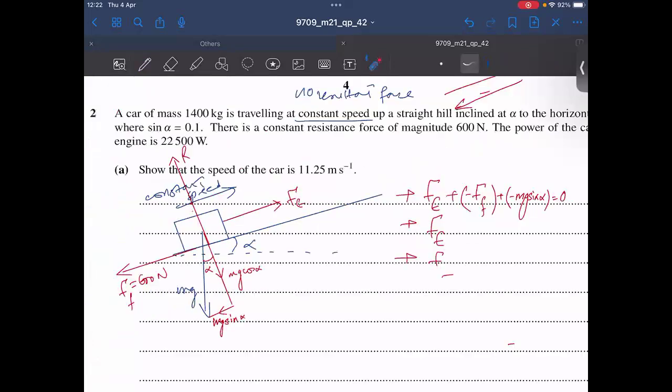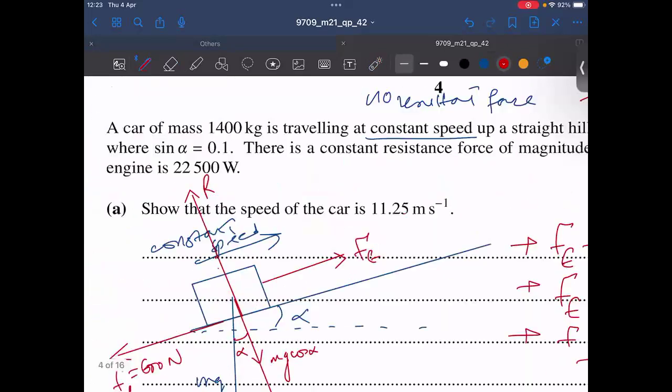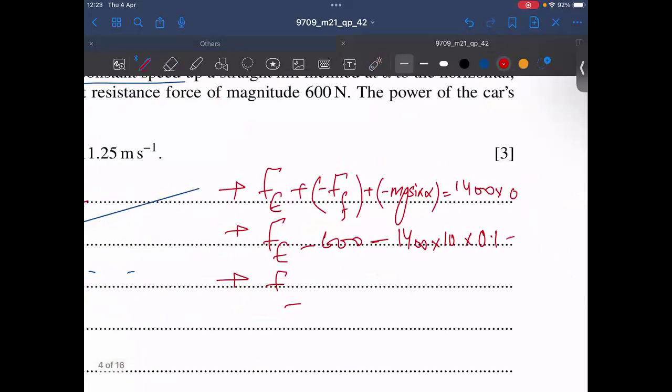Why 0? Because 1400 times 0 would be 0, because the acceleration is 0. Let me write it down, 1400 times 0. So this is going to be minus 600 and minus 1400 into 10 into 0.1. We've been given the value of sine alpha as 0.1. So Fe is going to be equal to what? 1400 into 10 into 0.1, it's going to be 1400, plus 600. It's going to be 2000. Fe is going to be equal to 2000 Newton.